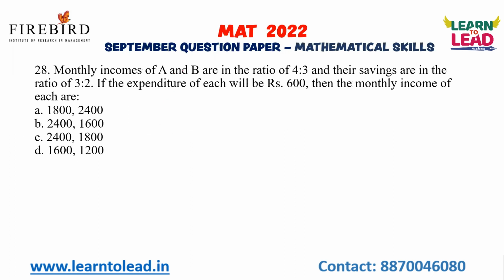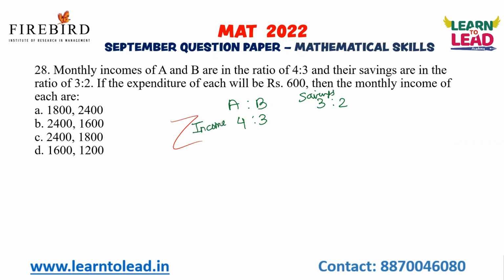Oh wow, again a question based on ratio and expenditure and all. Now, monthly incomes of A and B are in the ratio 4:3, and their savings are in the ratio 3:2. Okay, this is savings and income.